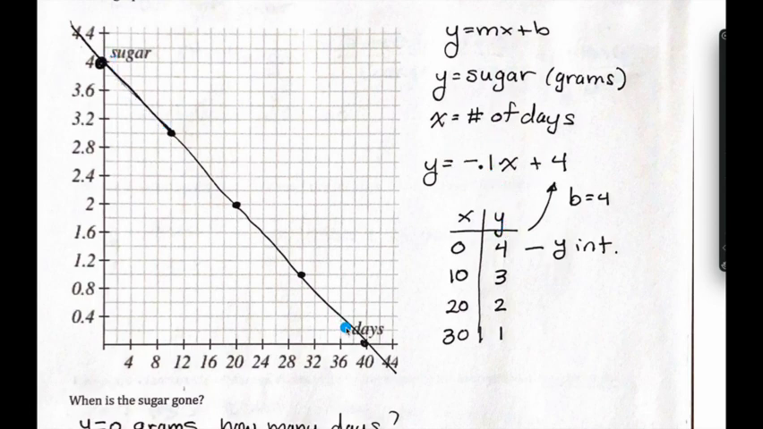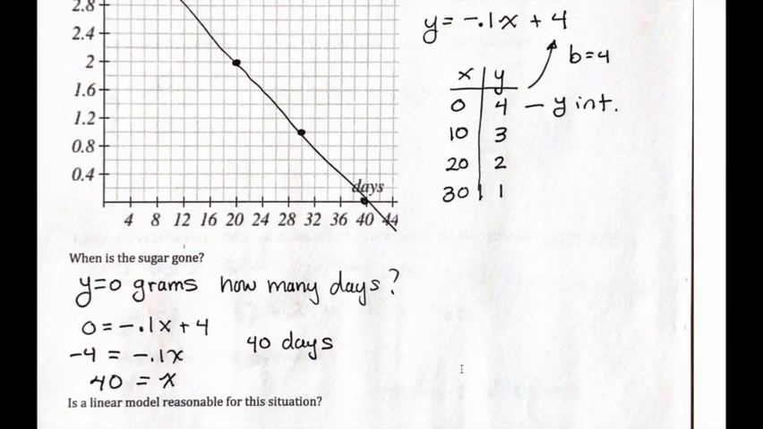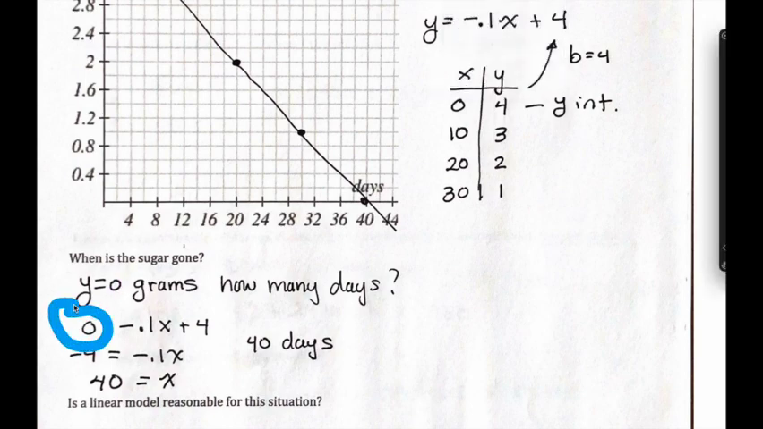So here's my graph. After I plotted these points, when is the sugar all gone? So that means there's 0 grams of sugar. So Y is going to be 0. And we want to figure out when that happens. How many days did it take for it to decrease to 0 grams? So in this case, we are going to plug in 0 for Y because we know that Y should be 0 grams if there's nothing left. And we're going to solve this for X to find how many days it takes.